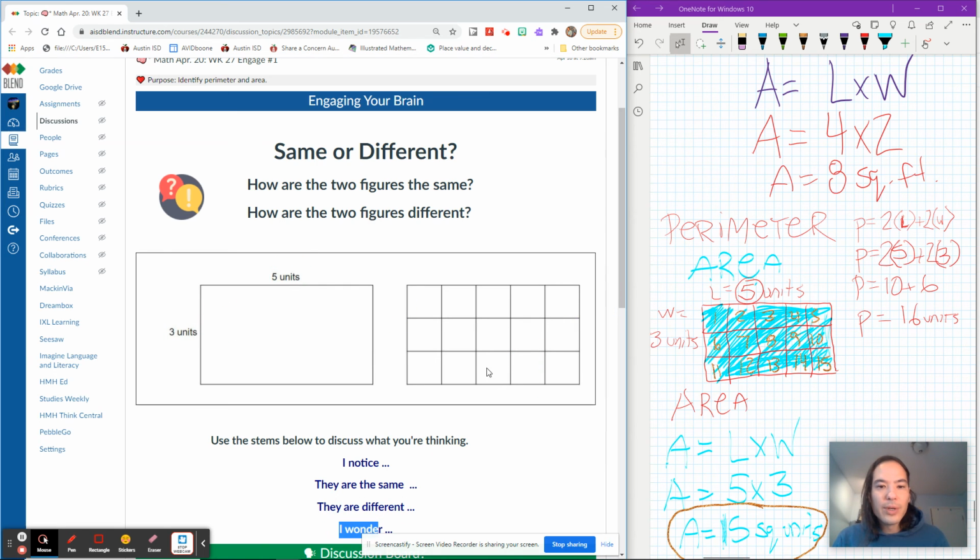So that's a bunch of different wonderings. If you just missed those, rewind a little bit. I wonder why the one on the right reminds me of an array, and the one on the left just has labels. I wonder when we'll move to centimeters or inches or meters instead of just using generic units. These are all things that you could wonder.